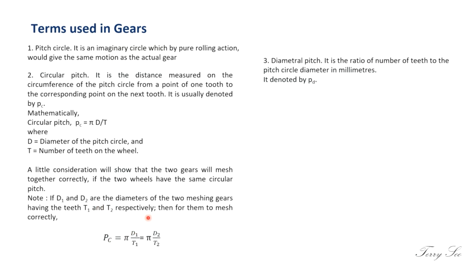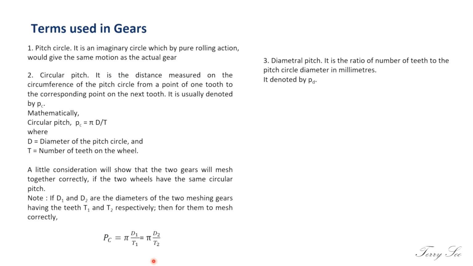So when you look at this equation here that I have written, the circular pitch for both gears you can call PC1 and PC2. When you look at the pi, you can clean it up. So you have D1 over T1 equals D2 over T2. When you rearrange this, you have D1 over D2 equals T1 over T2.